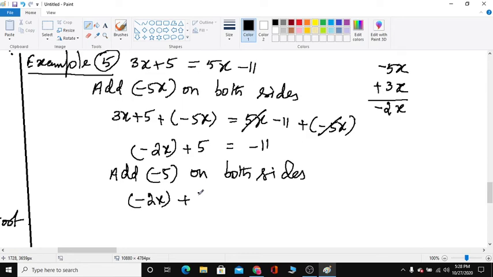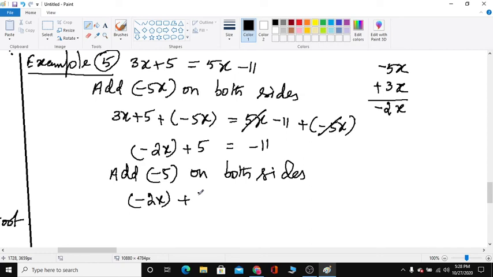Plus, now we have to add minus 5 on the right hand side also. Now here you see, children, on the left hand side plus 5 minus 5 you can cancel, because 5 minus 5 is equal to 0. So minus 2x only is left over on the left hand side. Minus 2x is equal to minus 11 plus minus 5. Minus 11 plus minus 5, what is the answer? Minus 16. Both are negative.